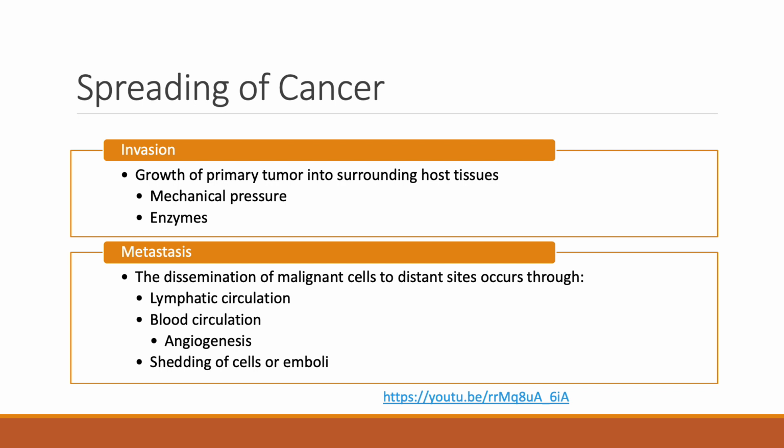So mechanical pressure, and also enzymes that can destroy the surrounding tissue and allow the tumor to invade it. Metastasis is the dissemination of malignant cells to distant sites. This can occur through the lymphatic system, through blood circulation, and of course we just learned about angiogenesis, so the tumor has its own blood supply, and also shedding of cells.